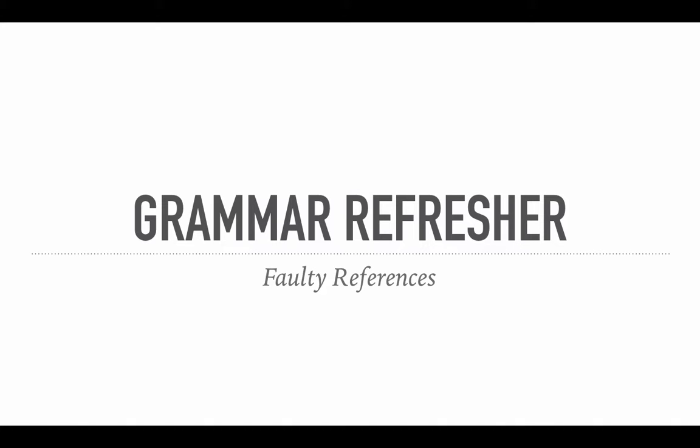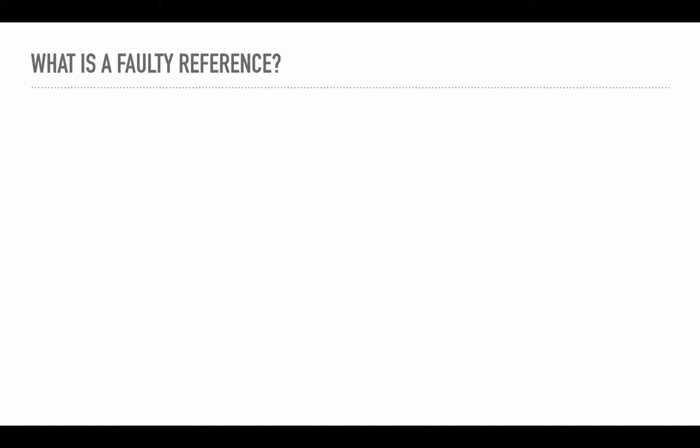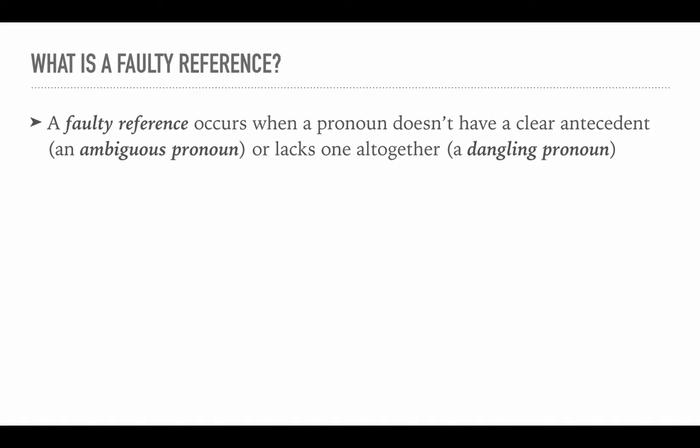Hello, and welcome back. In this lesson, we're tackling faulty references. A faulty reference occurs when a pronoun doesn't have a clear antecedent, also known as an ambiguous pronoun, or lacks one altogether, called a dangling pronoun.